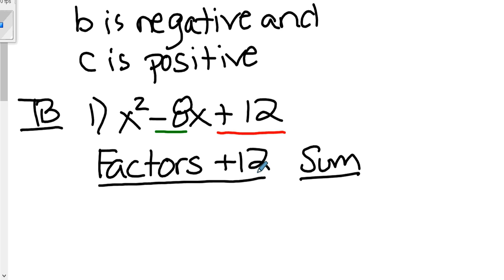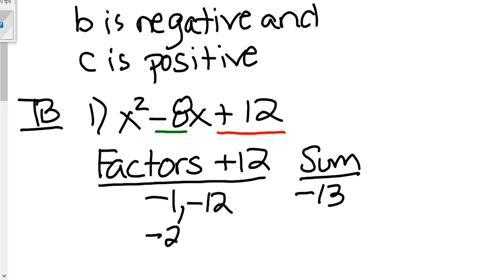Now when C is positive, when you look at your middle term sign, it's negative. That means now both integers that you pick must be negative numbers, because remember, a negative times a negative is a positive. So now we're going to pick our factors, which is negative 1 and negative 12. Sum will be negative 13. Your integer rule says that when you have the same sign, you add the numbers and you give it that sign. So since both numbers are negative, you add 1 and 12, you get 13, and since they're both negative, the answer is negative.